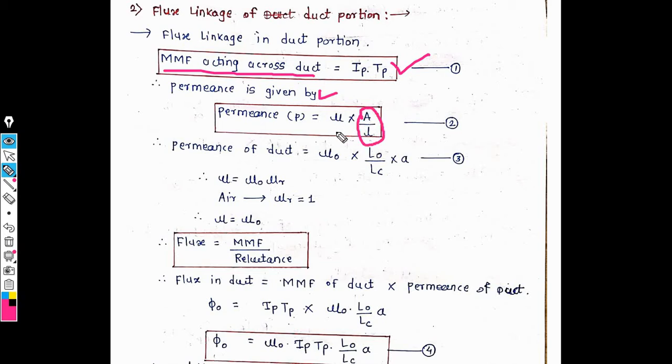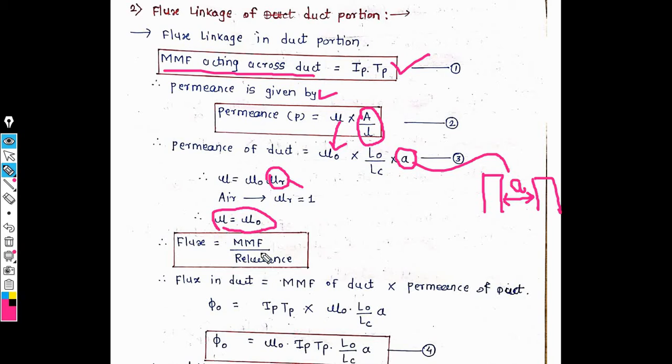Then mu is mu 0, because we have to consider a dielectric medium where the relative permeability value is 1. Then the length is L0 upon LC, where LC is the axial height of the winding, into A, the area of the duct portion. We have to consider this is the core, and the distance between the two cores is A.